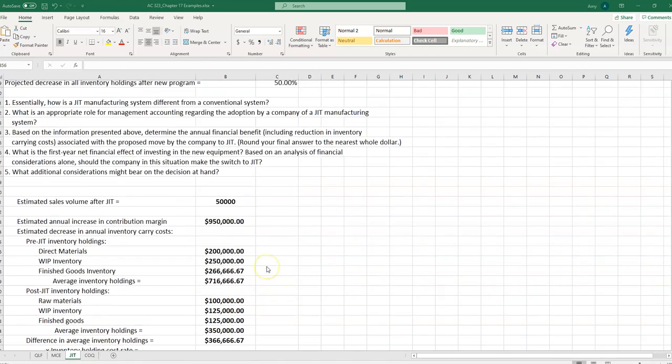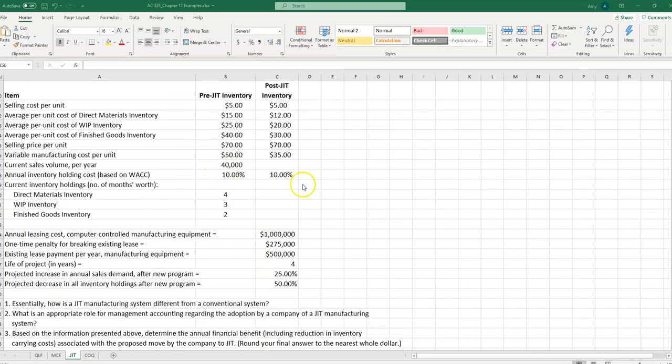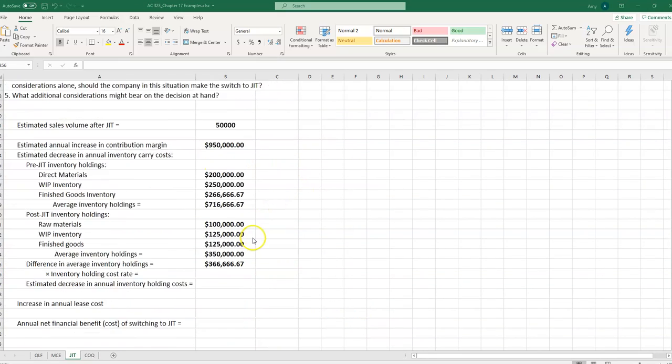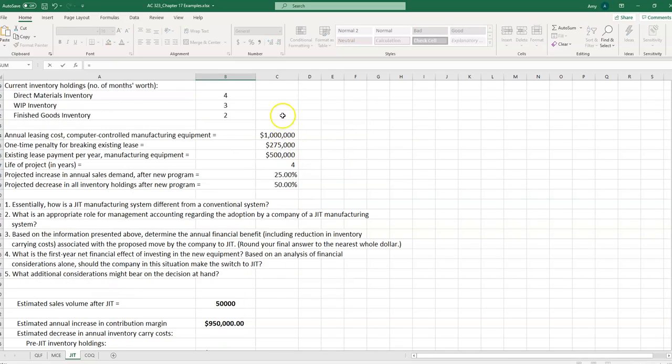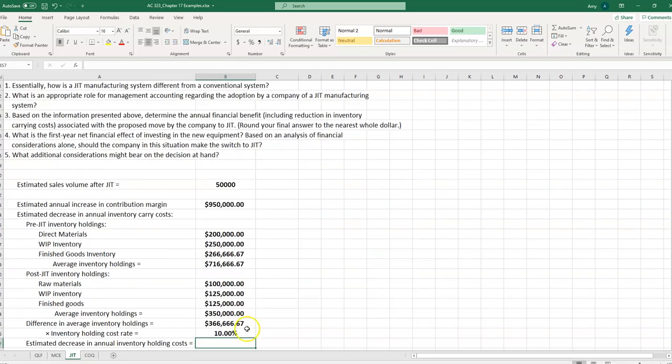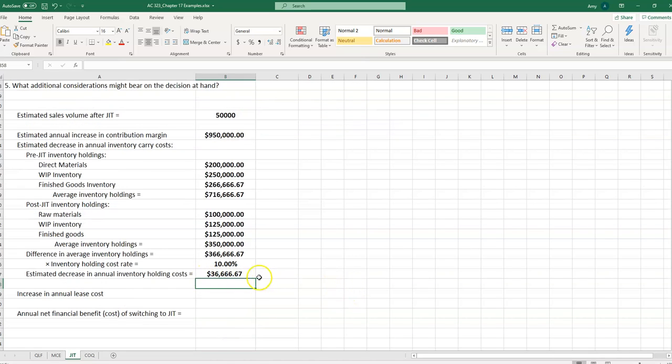Our inventory holding cost rate is 10% before and after. So 10%, we take our savings times the 10% holding cost, and we have an estimated decrease in annual inventory holding costs of $36,666.67.